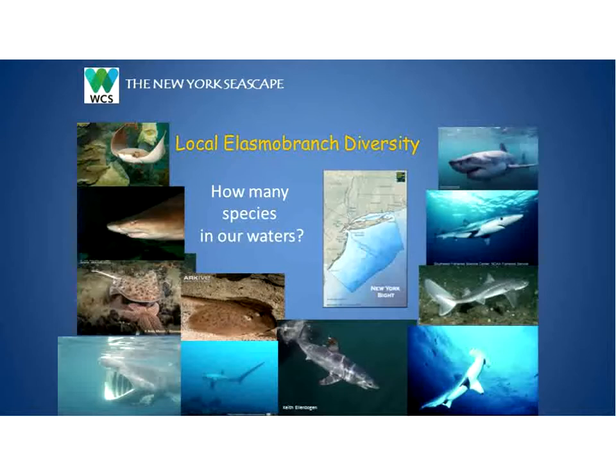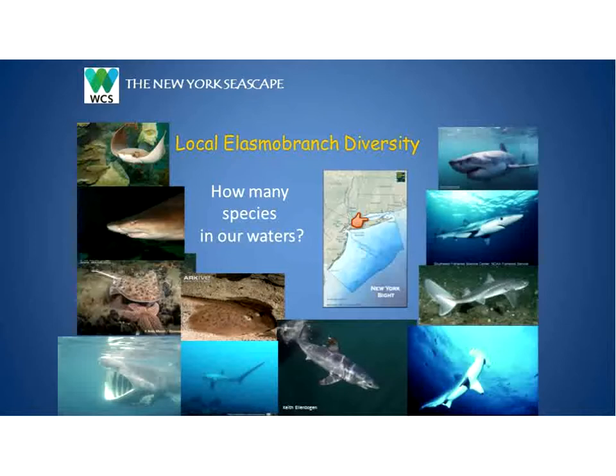And while you're thinking about that, I will just point out that the map that you see here is the geographic scope of the New York Seascape, and basically we cover the waters from Cape May, New Jersey to Montauk, New York, all the way out to the edge of the continental shelf and into the tidal rivers, including Long Island Sound. So that's my turf, or I should call it my surf, because that's what the New York Seascape work encompasses.